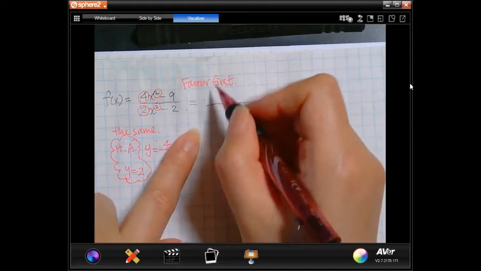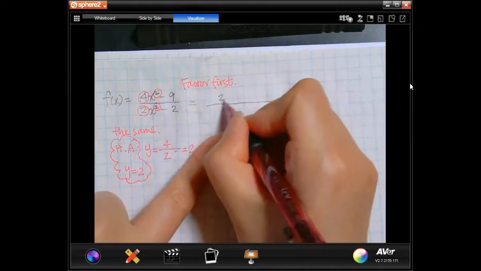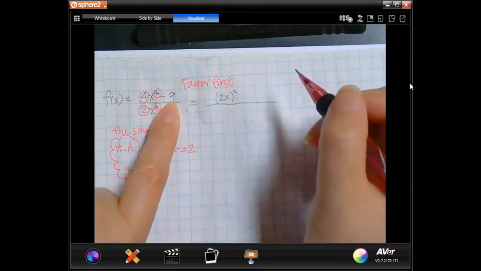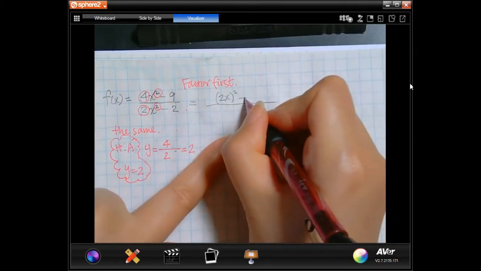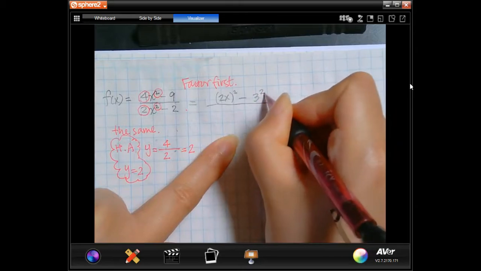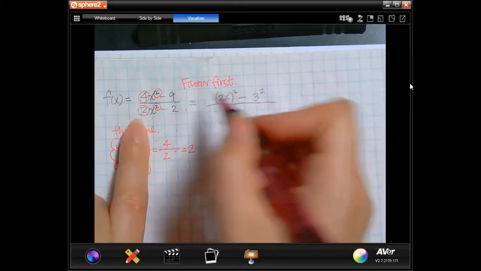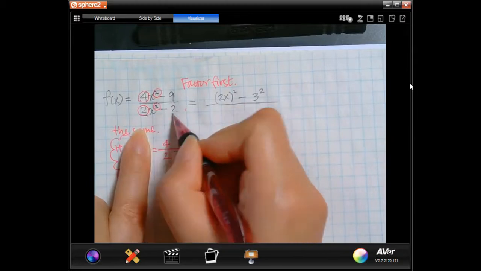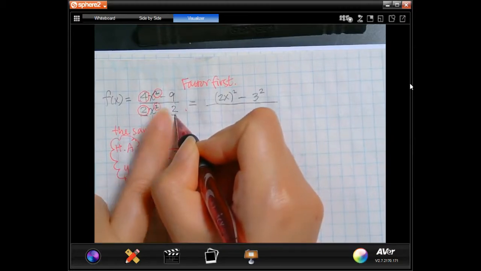And this is 4x squared, which is (2x) squared. And 9 is also a perfect square number, so it's going to be minus, then consider it as 3 squared. Then the bottom: first, I can recognize 2 and 2 as a common factor that you can factor out.